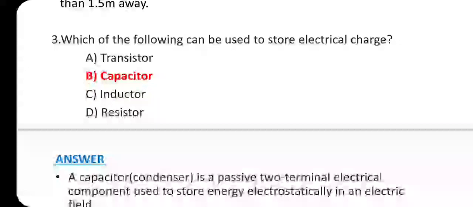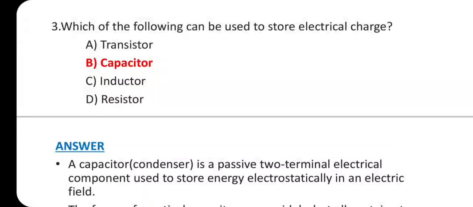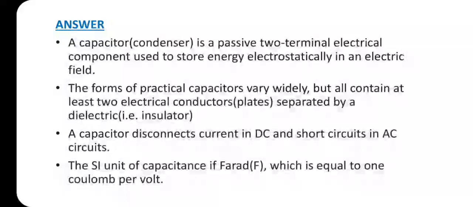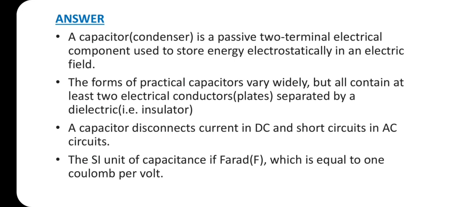Question number 3. Which of the following can be used to store electrical charge? Option B is the correct answer, which is capacitor. A capacitor or condenser is a passive two-terminal electrical component used to store energy electrostatically in an electric field. The forms of practical capacitors vary widely, but all contain at least 2 electrical conductors, that is plates, separated by a dielectric, that is insulator.